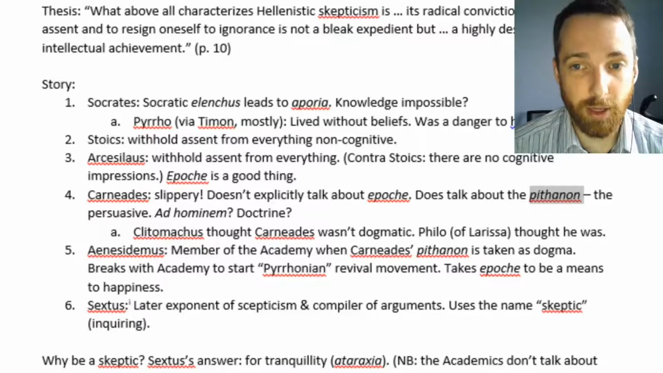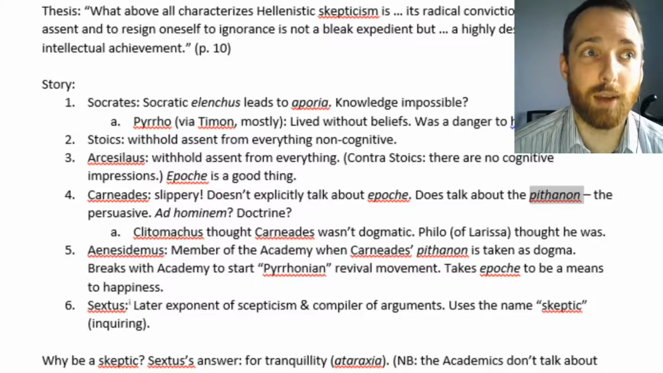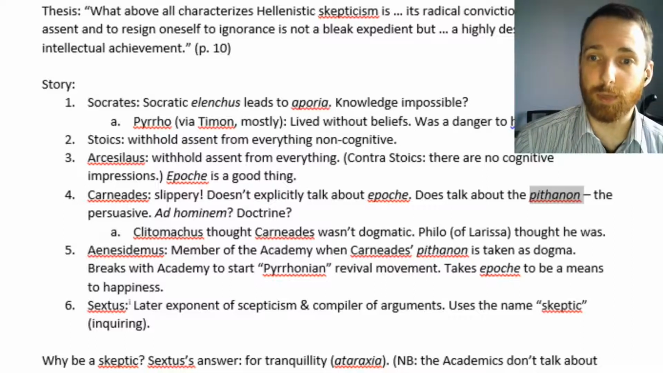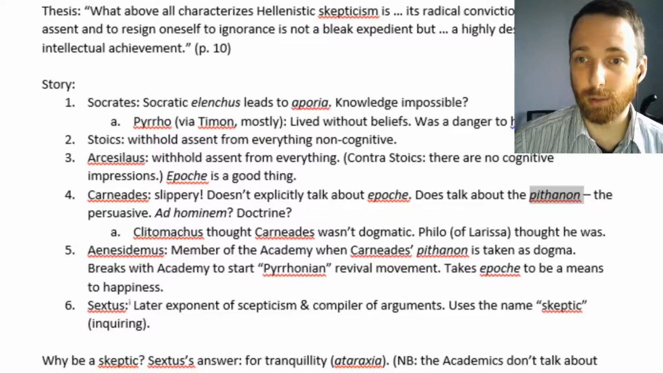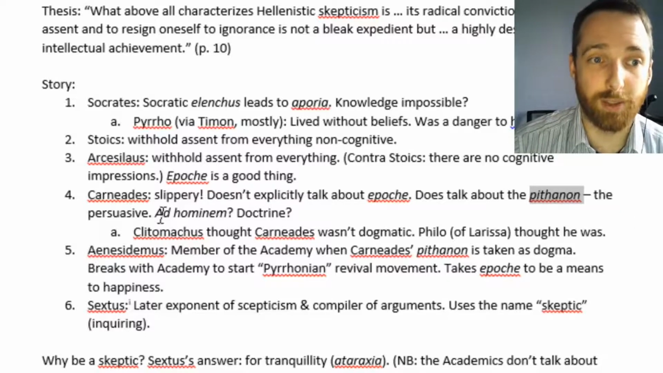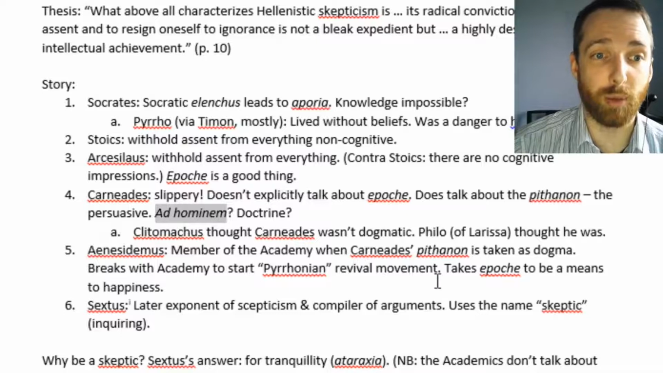I mentioned Carneades is slippery. As Sedley will tell you, one of the consequences of this slipperiness is, even in his own time, there was debate about whether he actually believed this, whether he thought the persuasive impression was a doctrine of his. Or sorry, not whether he thought it was a doctrine, but whether it was a doctrine, or whether it was, and you're going to see this phrase in our readings to mean something different than you might be familiar with, whether it was ad hominem.